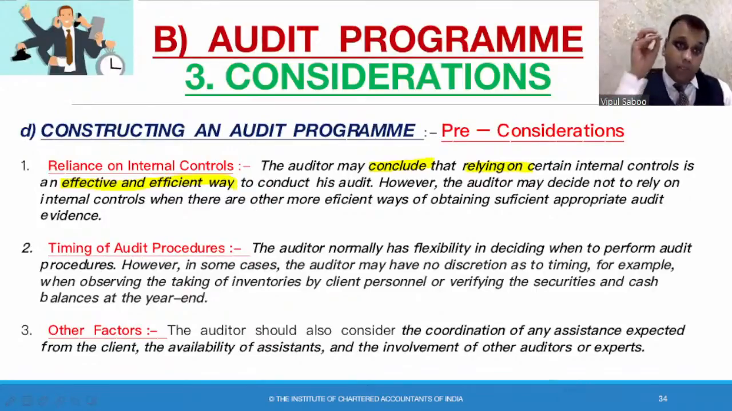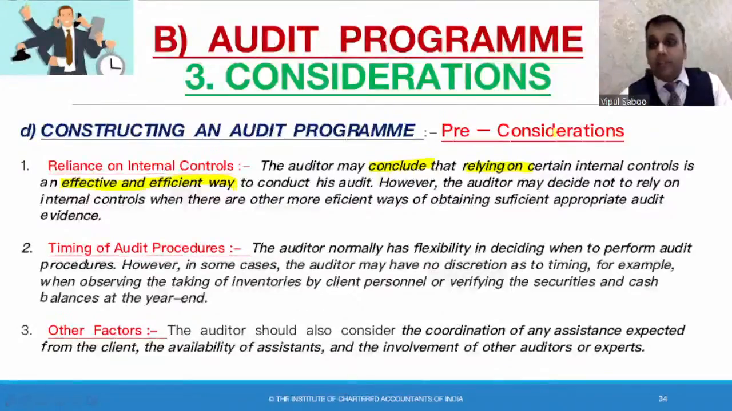So it is up to the auditor to check and decide whether he can rely on the internal controls or not. The auditor may decide to rely, or he may decide not to rely, when there are other more efficient ways of obtaining sufficient appropriate audit evidence. Okay, so this term needs to be opened up: sufficient appropriate audit evidence. Evidence, you all know, saboot, right?